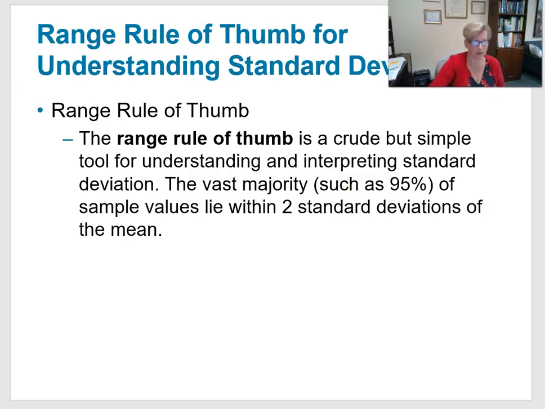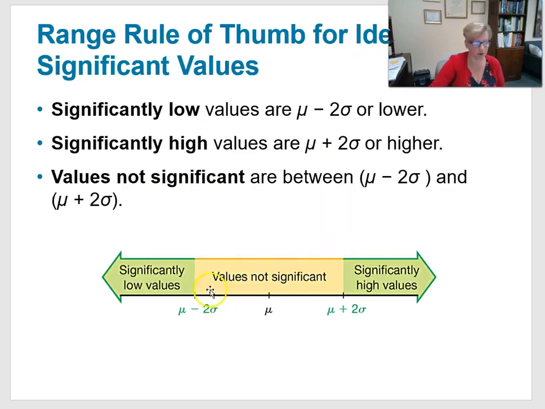So here's a graphical representation of that. As long as your values are within 2 standard deviations, you're pretty clear. But anything above 2 standard deviations is considered significantly high, and anything below 2 standard deviations below the mean is significantly low. So we're talking about outlier territory here. So we need to keep those values in mind.